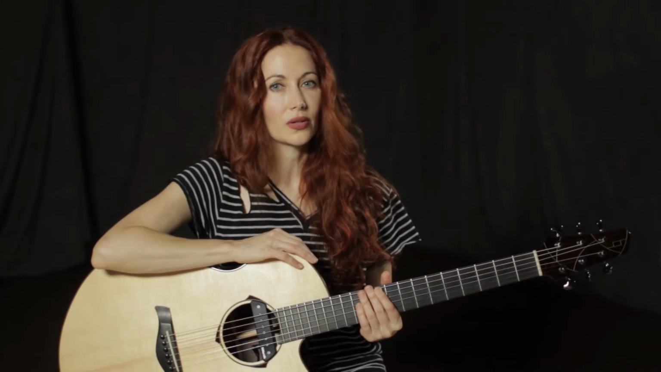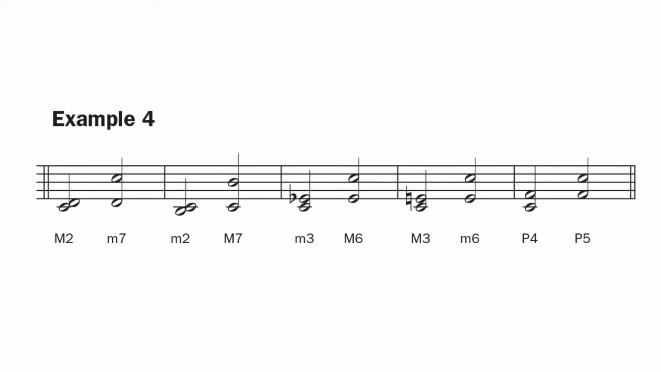Something else to know is that intervals can be inverted, meaning the top and the lower note can switch places. Look at example 4. A way to quickly calculate the new interval that results when inverting an interval is to subtract the original interval number from the number 9 and then flip the quality. So major becomes minor, minor becomes major, perfect remains perfect, and augmented becomes diminished, and vice versa. So for example, a minor second becomes a major seventh. So you have 9 minus 2, your interval becomes 7, and then you flip the quality, minor becomes major.